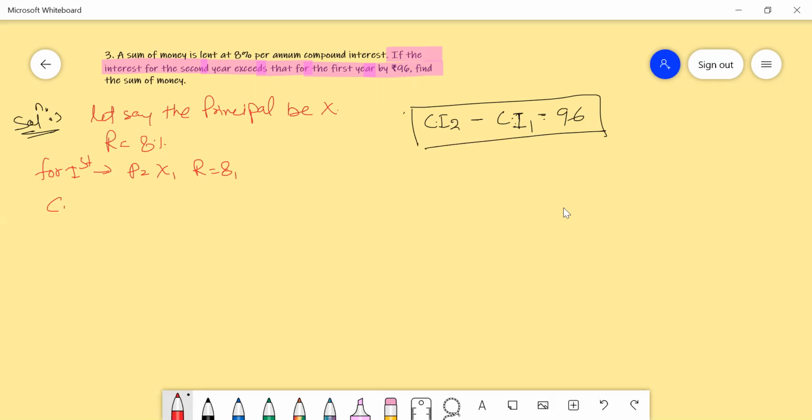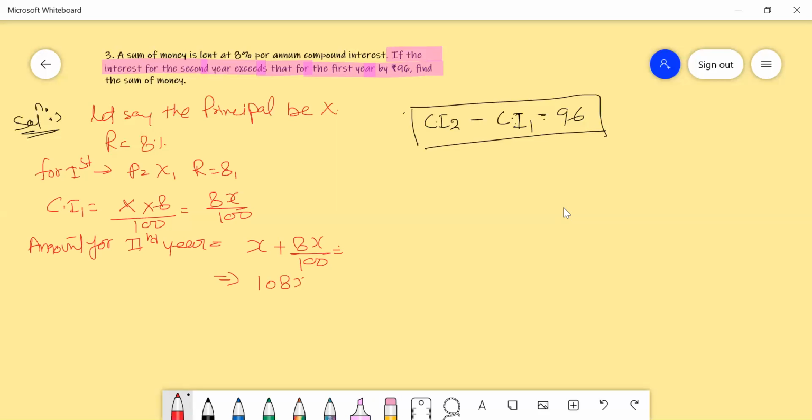So CI1 is equal to x into 8 upon 100. So it will be 8x upon 100. So the amount for second year is: what is principal? Principal x. And what is compound interest for first year? That is 8x upon 100. So when we solve it, we get 108x upon 100. It will be the principal for second year.